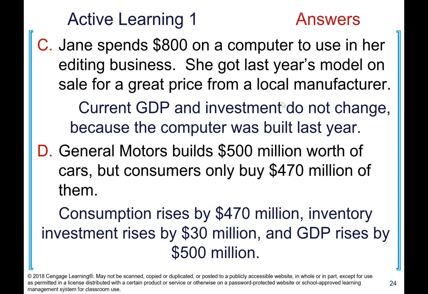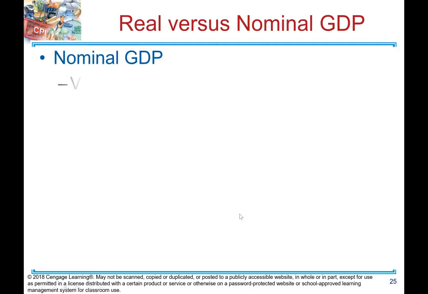Current GDP and investment do not change because the computer was built last year. GDP only includes current production. Number D, General Motors builds 500 million worth of cars, but consumers only buy 470 million. That 470 is consumption spending, so consumption increases by 470. The remaining 30 goes to inventory, so inventory goes up by 30, and GDP goes up by 500.